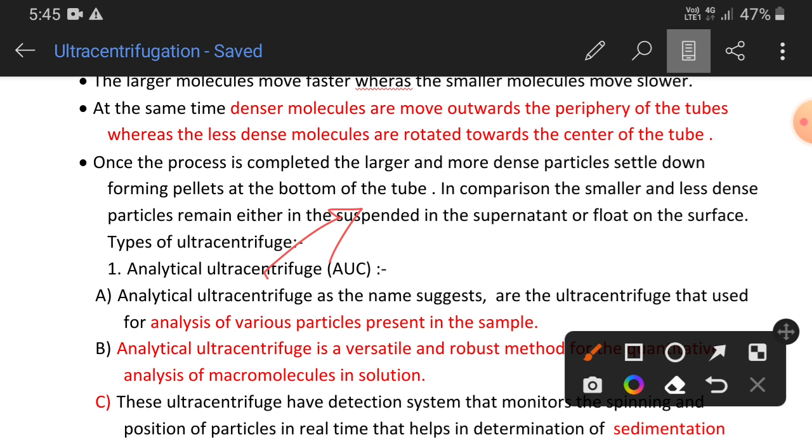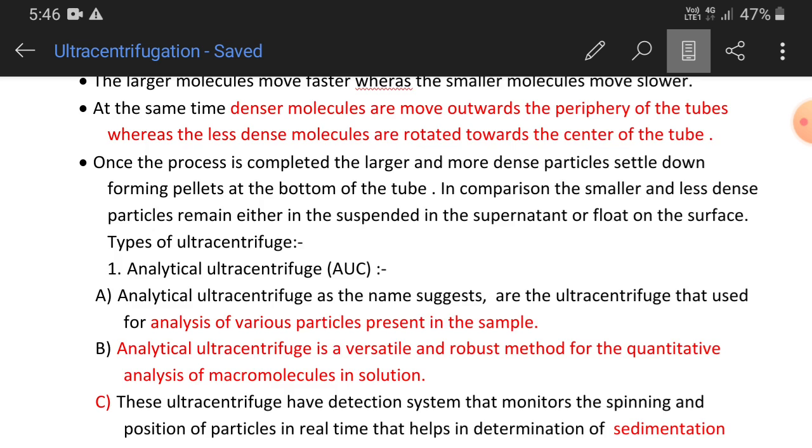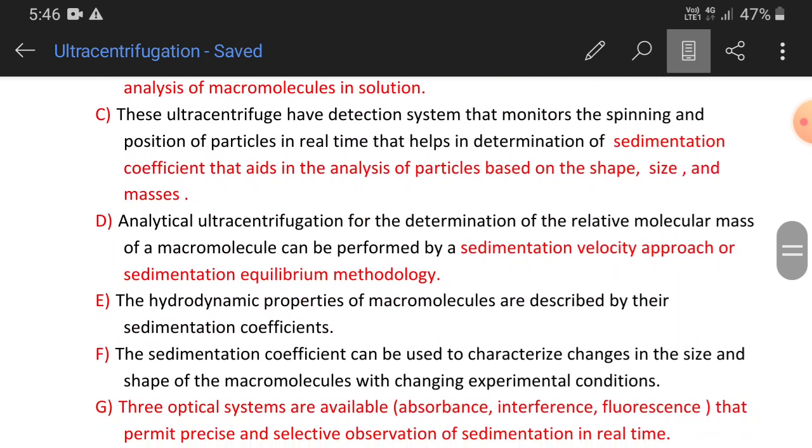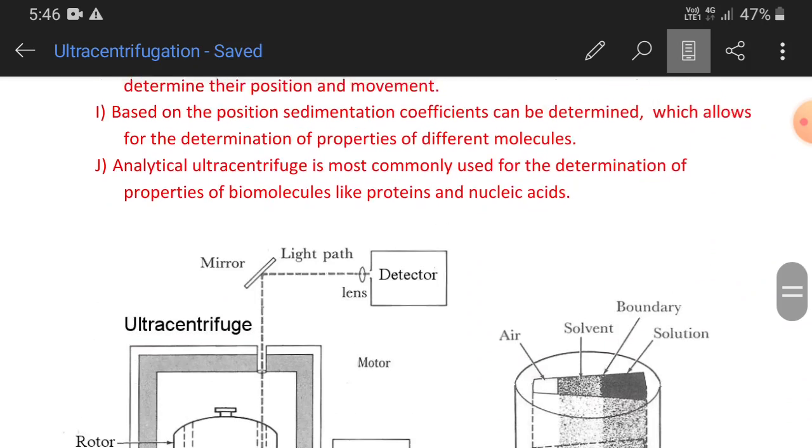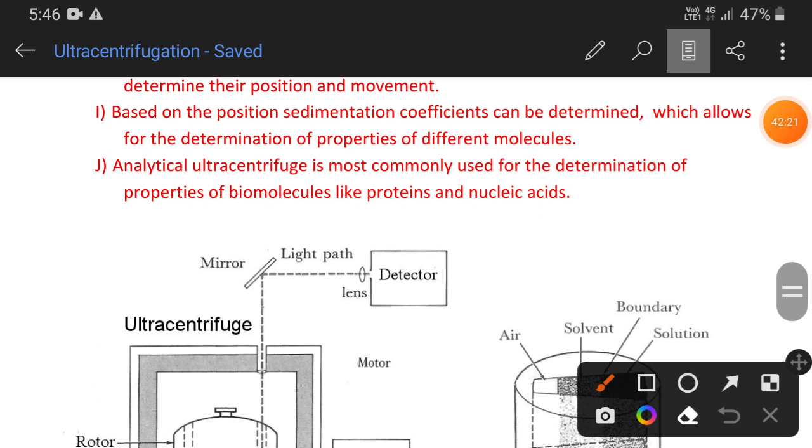For that purpose we have three kinds of optical systems: absorbance, interference and fluorescence. These help us to determine the precise sedimentation in the centrifuge in real time. That helps us to determine the sedimentation coefficient, the fluorescence optical system, for example. That is how analytical centrifugation helps us to analyze complex biological mixtures, such as the determination of biomolecules like proteins and nucleic acids.